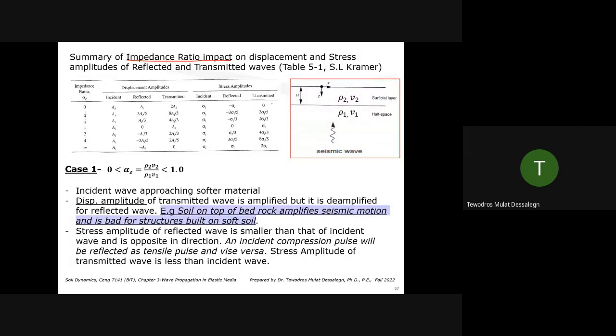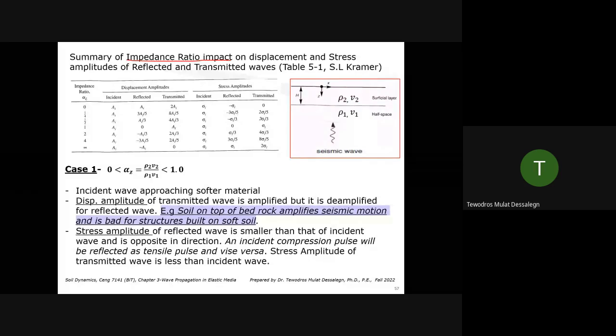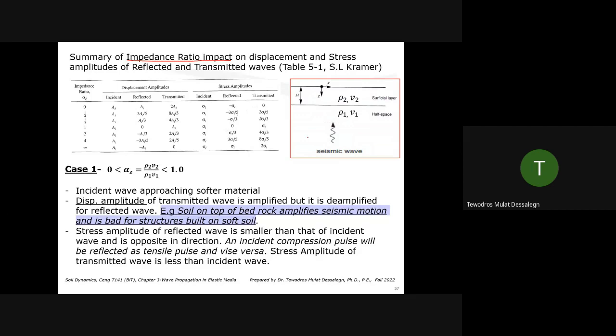Let's see, instead of a bar, let's consider a soil system with two layers. Let's say we have a rock, deep rock. Let's call it a half space. We have density 1, V1. We're saying that a seismic wave is coming to the ground surface. And let's say our rock or the layer underneath has density 1 and velocity 1. Let's assume there is another surface layer, density 2, V2.